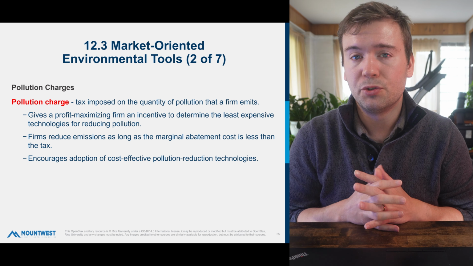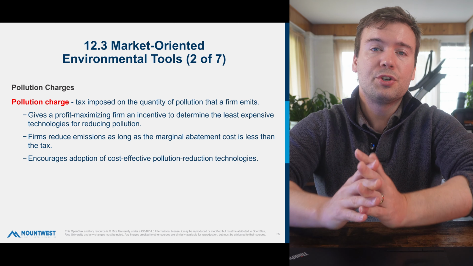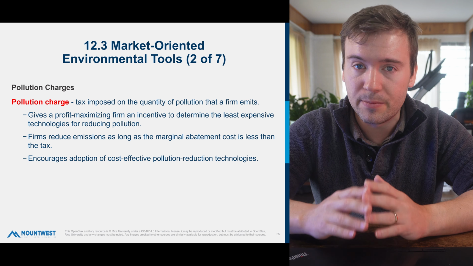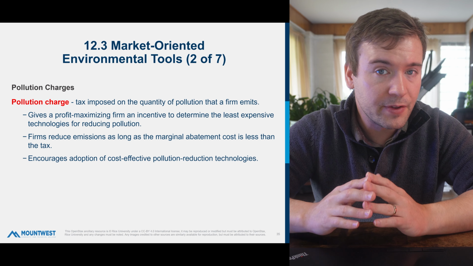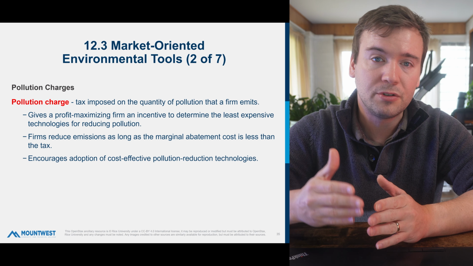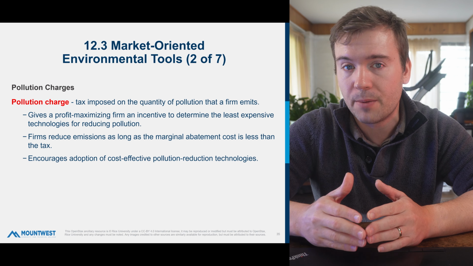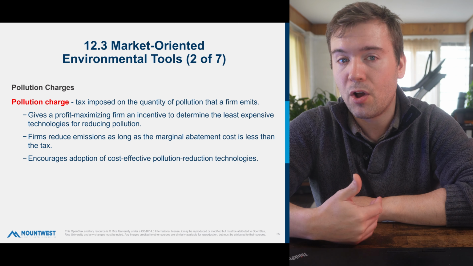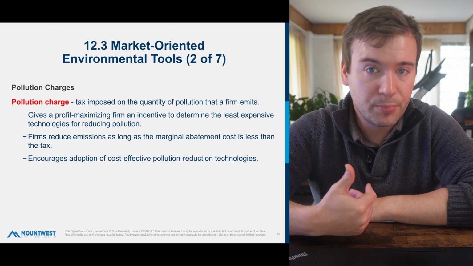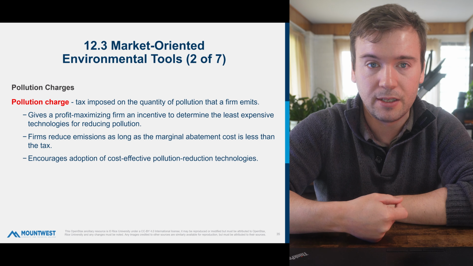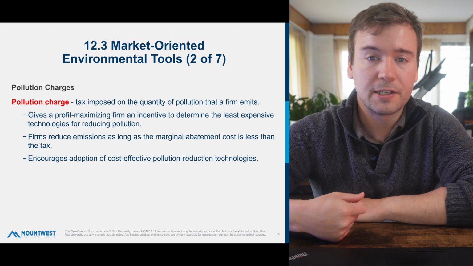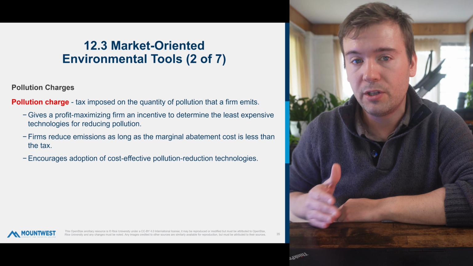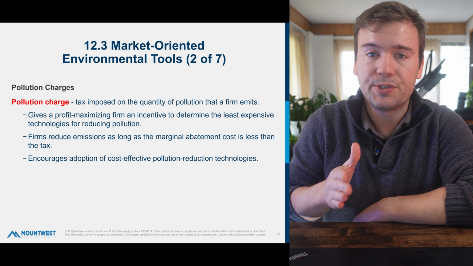The first market-oriented tool we'll examine is the pollution charge. A pollution charge is essentially a tax that is imposed on the quantity of pollution that a firm emits. This type of charge provides a profit-maximizing firm with a direct financial incentive to determine and to adopt the least expensive technologies for reducing its pollution. Firms will reduce emissions as long as the marginal cost of reducing the pollution is less than what the tax would be. This encourages the adoption of more cost-effective pollution reduction technologies because it directly gives them a financial reward for lowering their emissions. It reduces their tax burden.